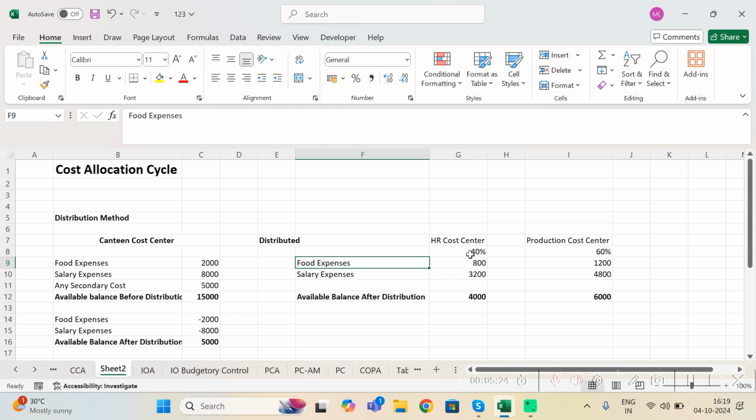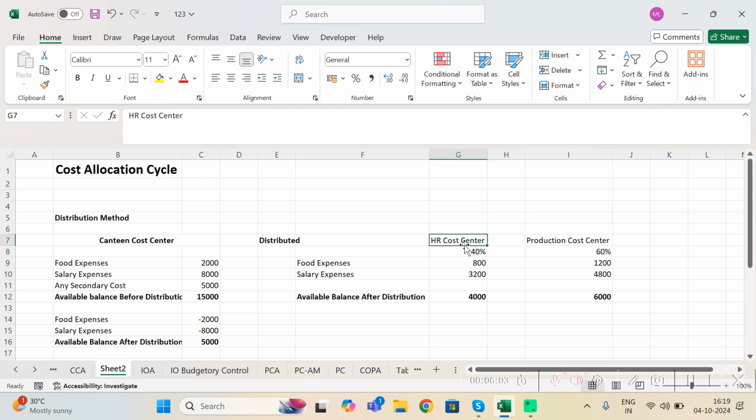what was minus here will become positive, but it will come in the ratio of 40 and 60. So here 2,000 minus, so this 2,000 will get distributed 40% in the HR cost center and 60% into the production cost center. But notice here, the primary cost element is going to hit in the receiver cost center. Salary expense GL, again this 8,000 will get distributed in the ratio of 40% and 60%.